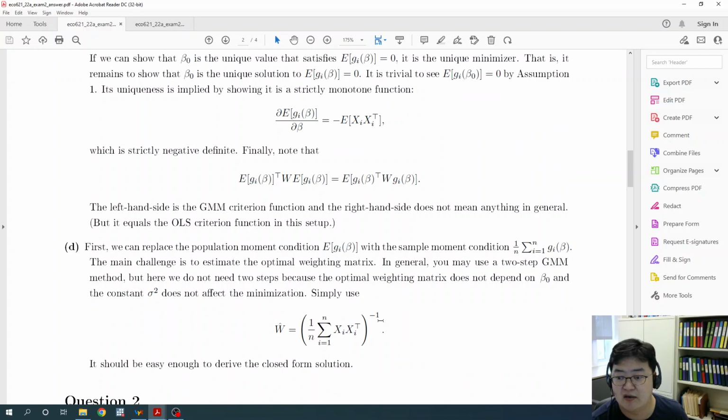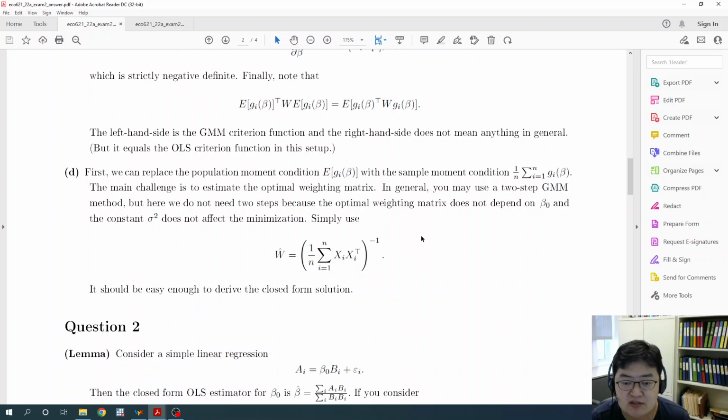I did not write that. Yeah. So usually we use this as an estimator for the optimal weighting matrix. So this is how we use the weighting matrix.